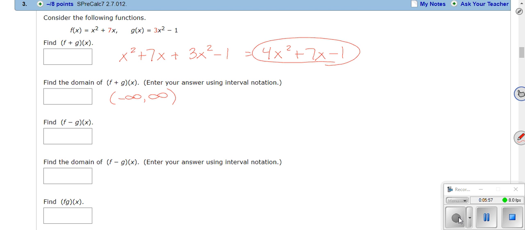No big deal there. Now, I will point out on the f minus g, you've got to be careful with the negative. I'm just going to set this one up, and then I'll let you all finish it. On the minus, remember, this is going to be x squared plus 7x minus the entire g function, which is 3x squared minus 1. So do not forget to distribute the negative. Then combine like terms. Okay? I won't finish it, but does that make sense? Everybody okay? All right.